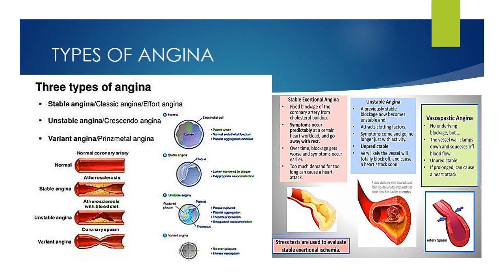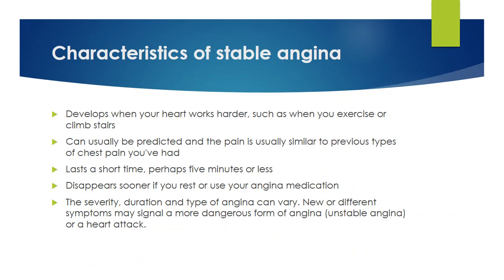So this is a little bit of content about what stable angina is and what unstable angina is, and you can start making your notes as well. So, characteristics of stable angina: it usually develops when the heart works harder. That is exactly what I told you. It can also occur when a person is exercising or climbing a flight of stairs, doing a lot of exercise, and that is going to put the heart in a lot of demand mode.